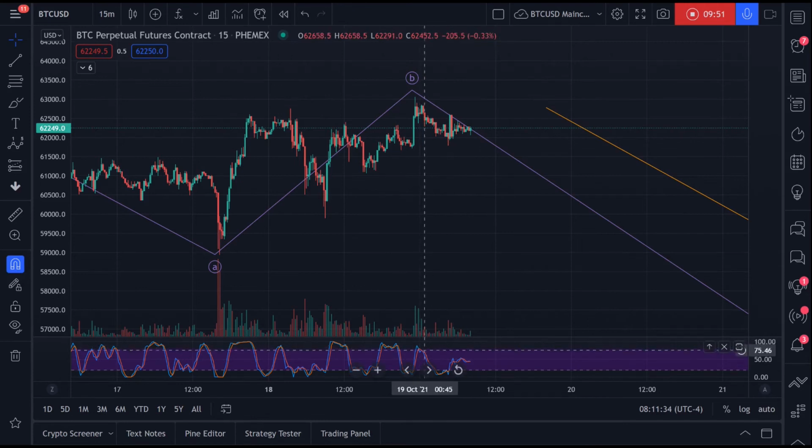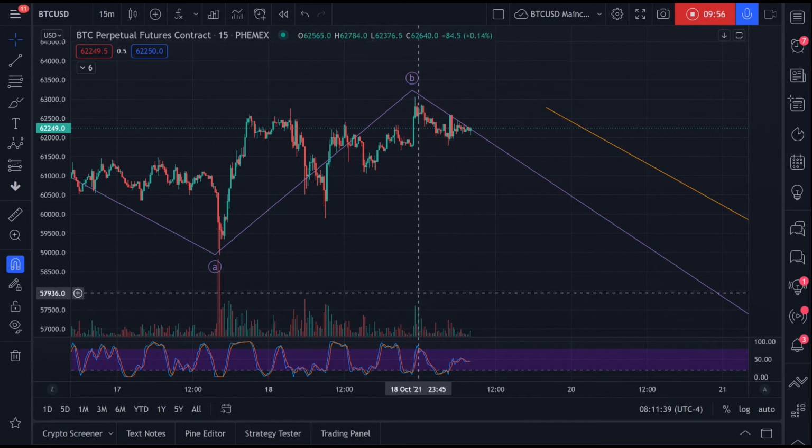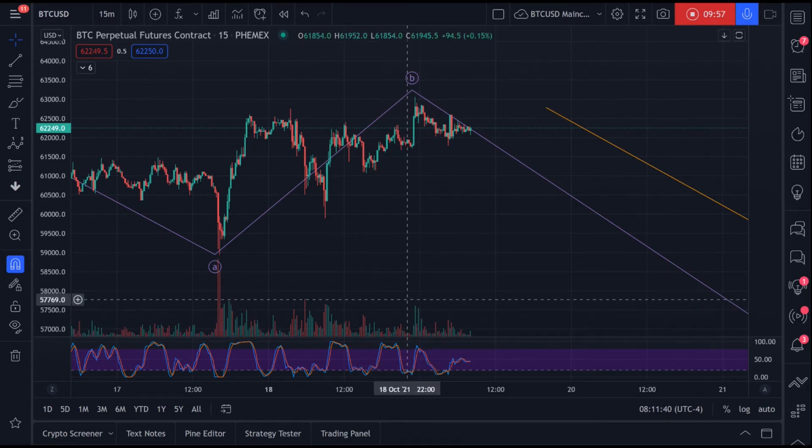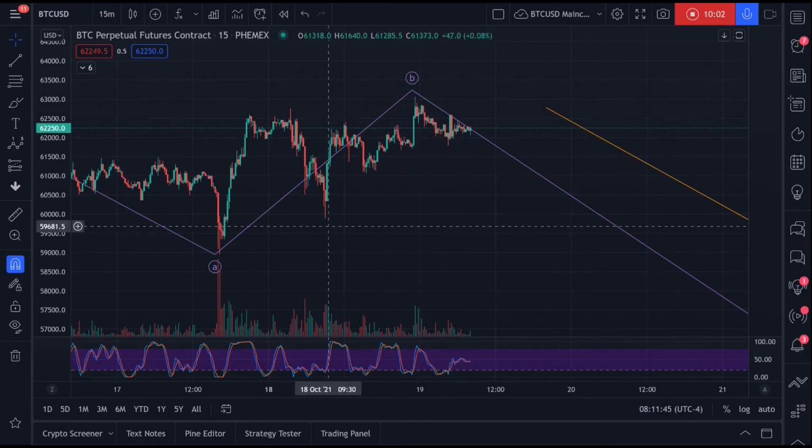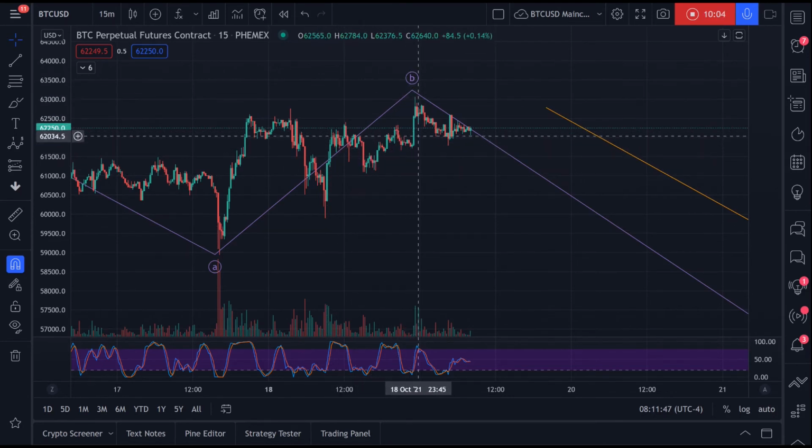Also, you can confirm it on the stochastic RSI. You can confirm it with volume. You see that volume becomes relatively high. So that will tell you as well. And then you can start counting these 5 waves in the last C leg, okay?